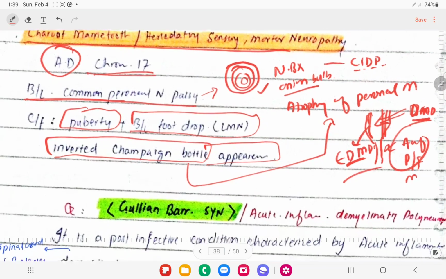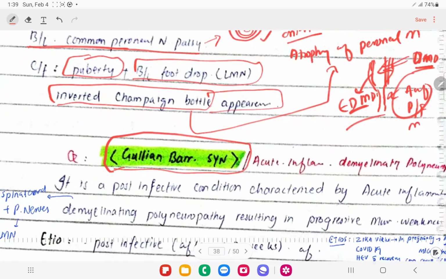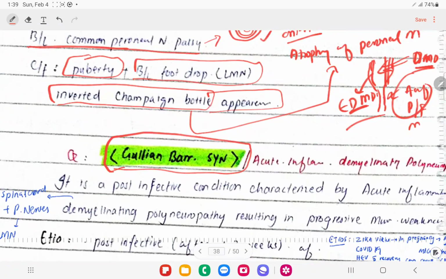So I think that's all for today. I'm going to discuss GBS, one of the important causes of neuropathy, one of the important causes of flaccid muscular weakness. So I'm going to discuss this in the next video. That's all for today.